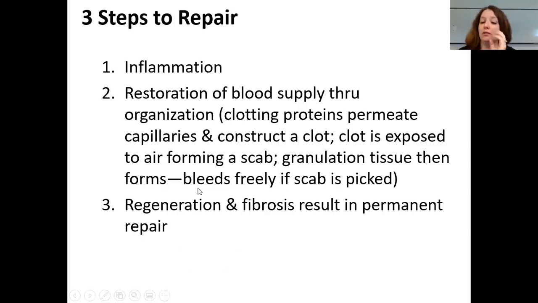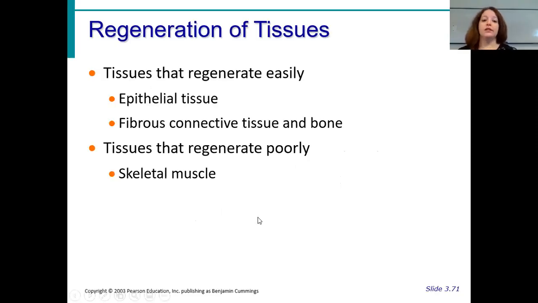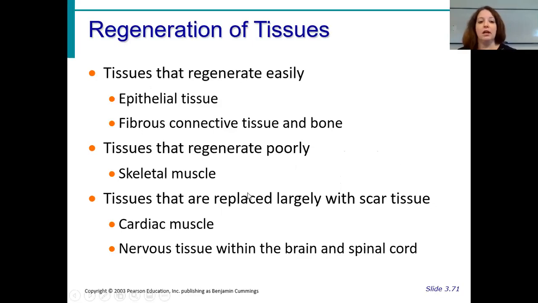And then regeneration, either restoring the original skin or creating a scar, results in permanent repair. Tissues that regenerate easily are skin tissue, we know that, and fibrous connective tissue and bone, because they're highly vascularized. Tissues that regenerate poorly are skeletal muscle, and tissues that are mostly replaced with scar tissue are cardiac muscle and nervous tissue. Nervous tissue doesn't typically heal. So paralysis victims, hemiparesis, or a hemiplegic, quadriplegic, whatever, paraplegic, that's the 3rd one. They're typically stuck with their injury for life because nervous tissue is not vascularized.